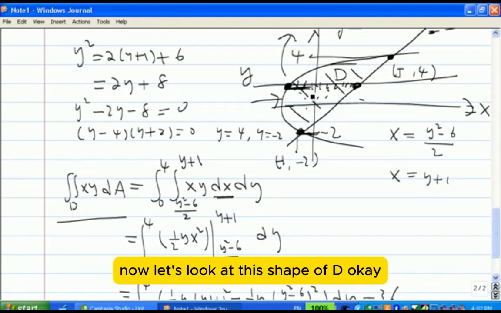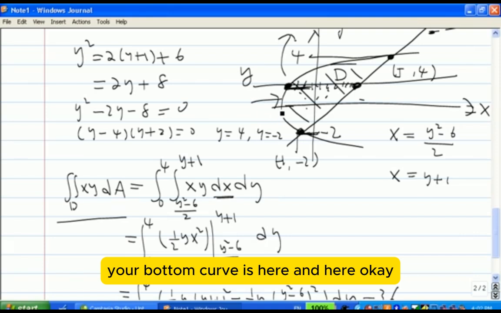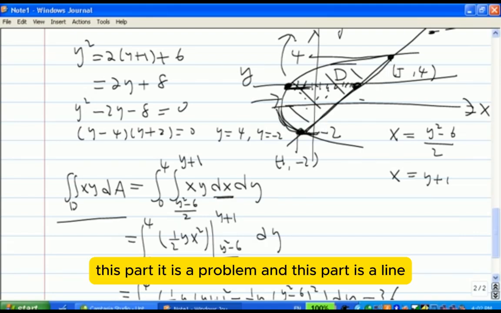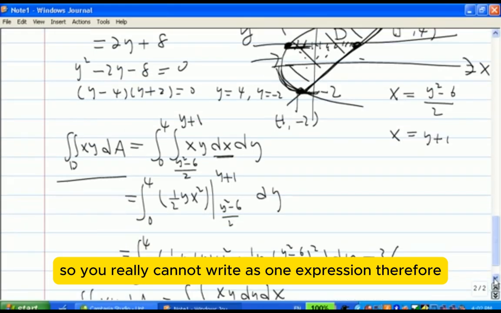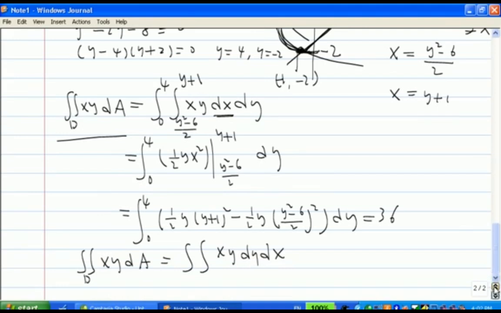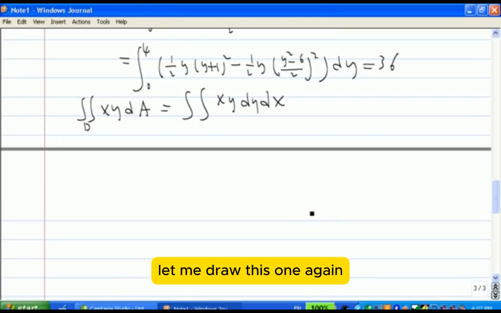Now let's look at this shape D. What is our bottom curve? Your bottom curve is here and here. Okay, your bottom curve really is formed by different functions. This part is a parabola, and this part is a line. So you really cannot write it as one expression. Therefore, you have to break your integral.